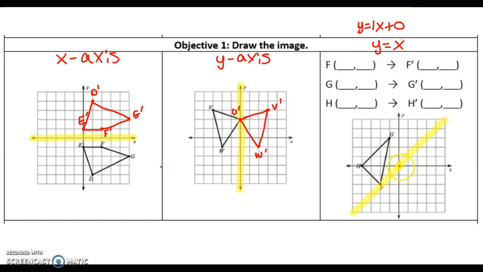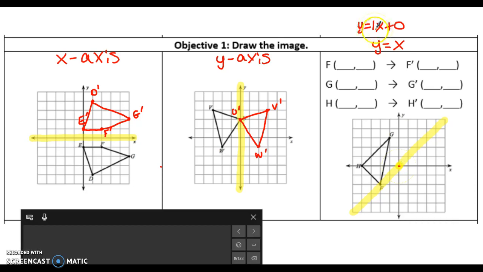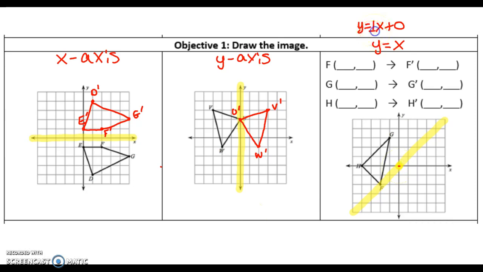So we will start here at 0. This 1 is our slope. Now, if we write that slope as a fraction, it would be 1 over 1.